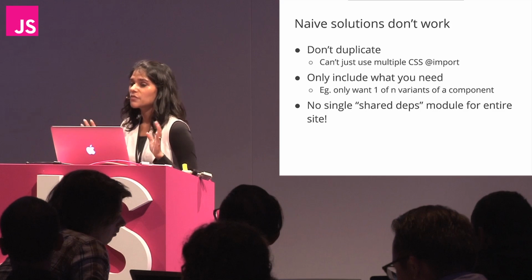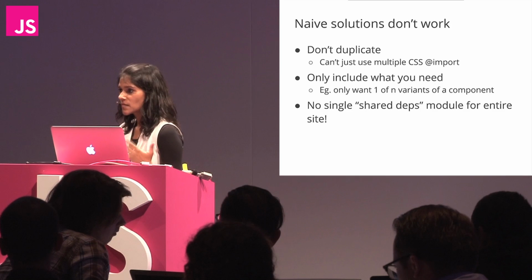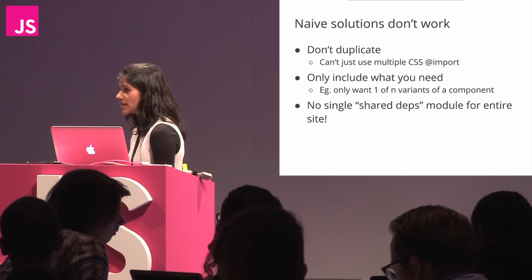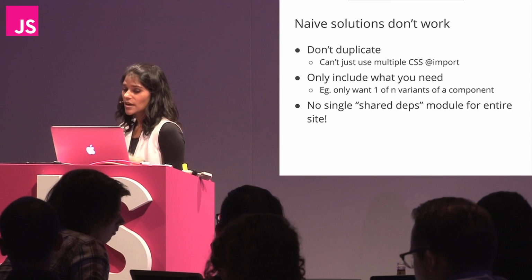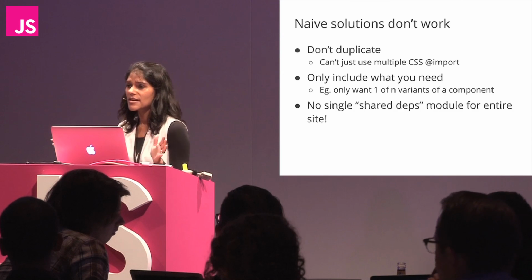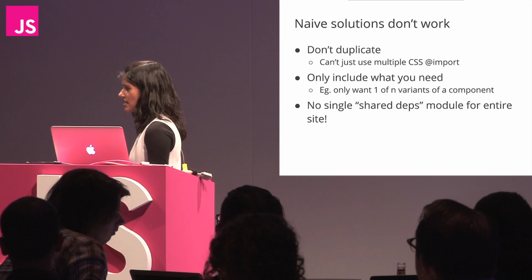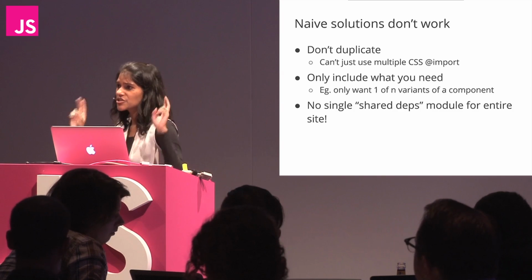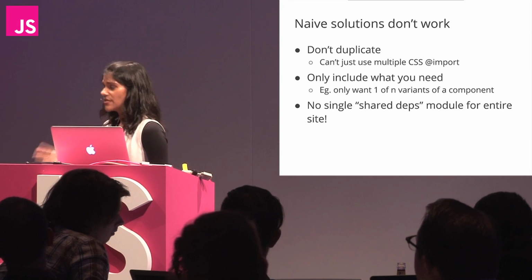You've already seen we have a ton of shared styles. We want to include only what we need. So if there are like 7 variants of the share box widget, and my page just wants to depend on one of them, I want to include just that and nothing else. In addition, we don't want to take every single style that's ever shared across our entire site and bundle it together in a single shared deps module, because this is very quickly going to become very big and very unmaintainable.